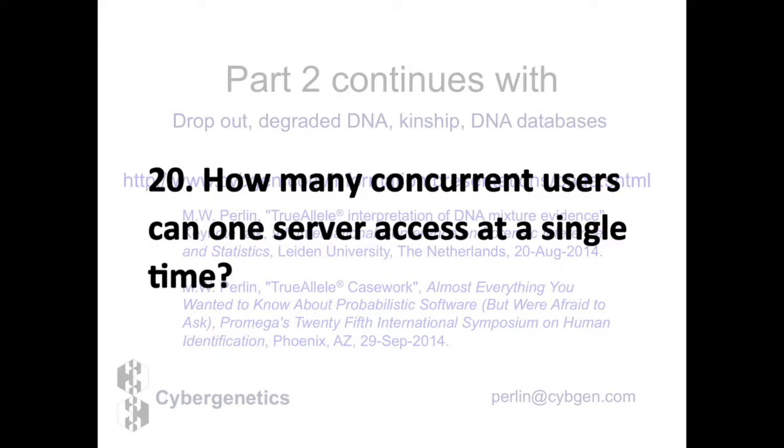Next question is, how many concurrent users can one server access at a single time? We haven't seen any limitation on that so far. If you're expecting a lot of people to be accessing your server, then you'd use a server with 12 or 16 cores instead of 1 core, and that will handle it. So it depends on what your perceived need is. The way the TrueAllele process is set up, most of the information is directly transferred in one go to a client computer, and so the amount of time of an access doesn't take very long. But if you're thinking of having 100 people access a server at a time, I would recommend you get more core processors in your server machine.